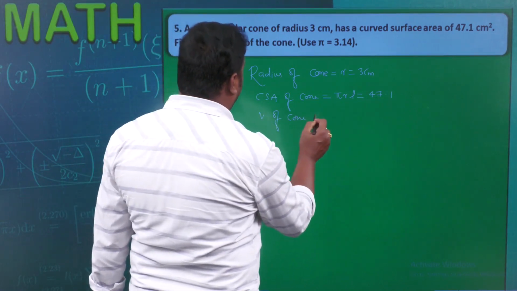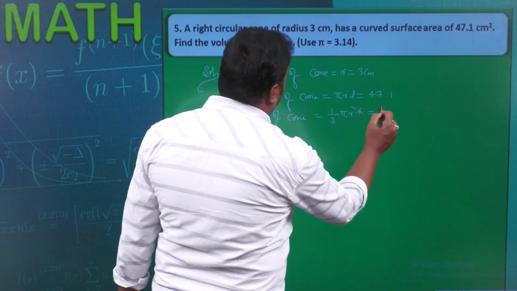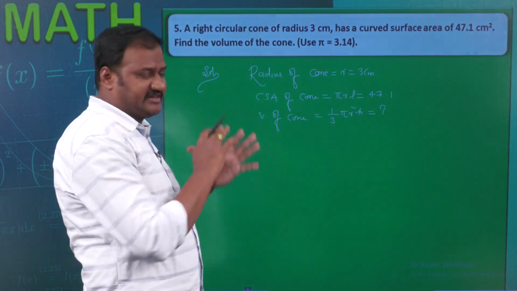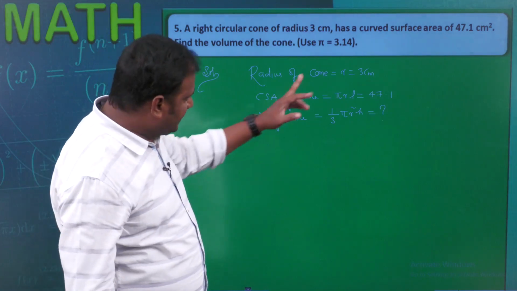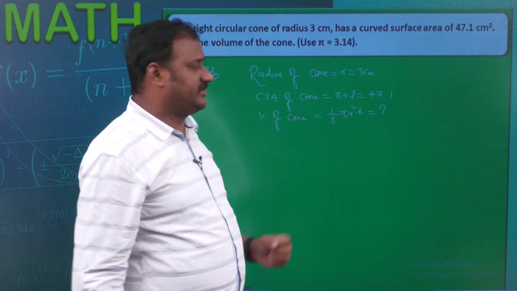Volume of cone is equal to what? 1/3 πR²H is equal to how much? This is the information given in the problem. We know the radius, we know the curved surface area, and we want the volume.